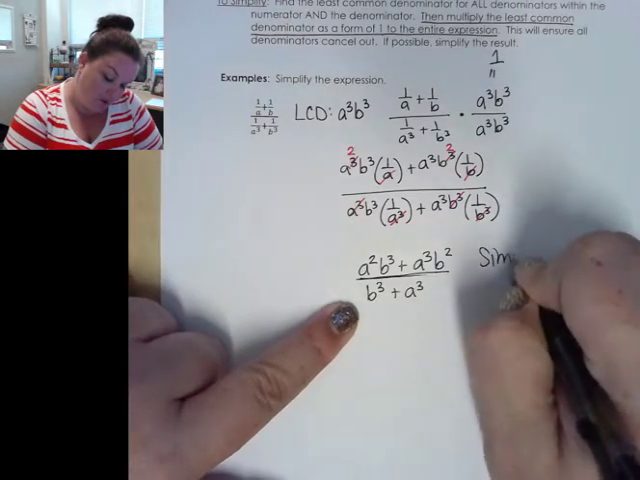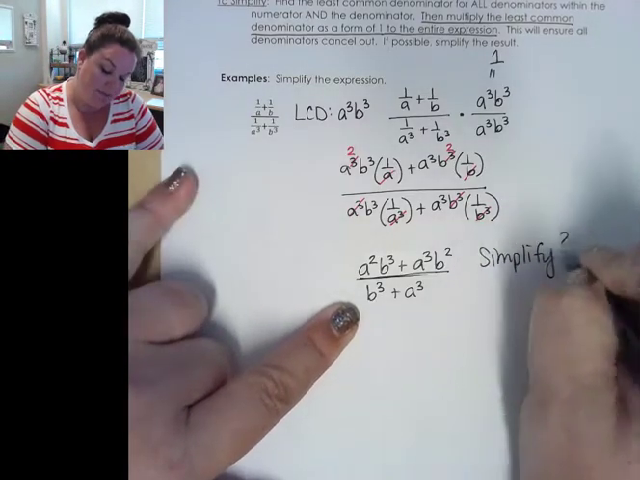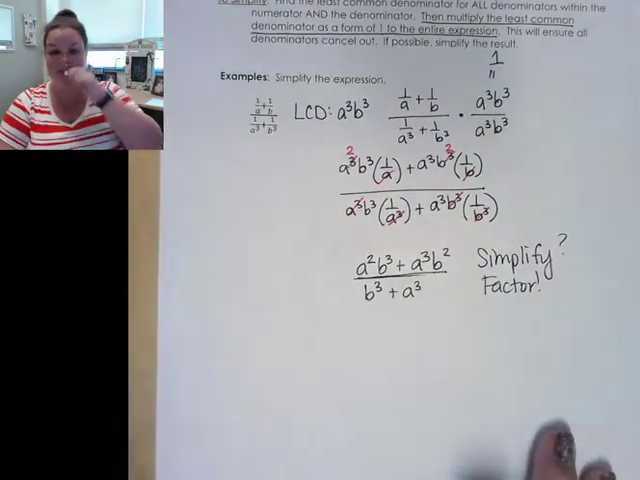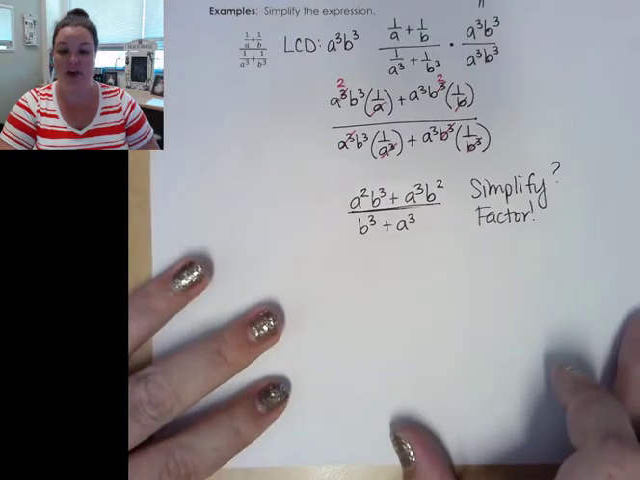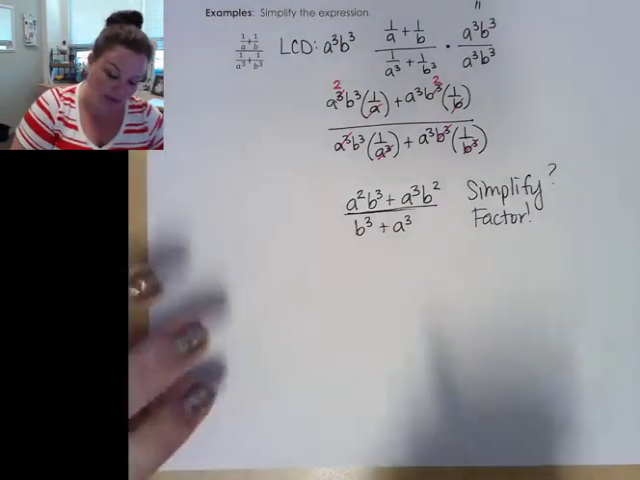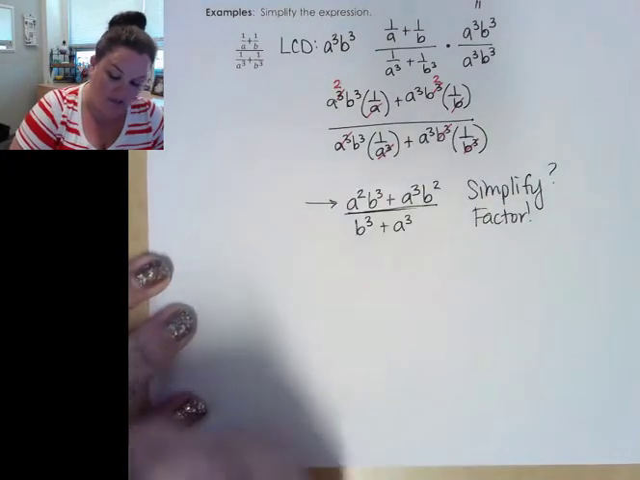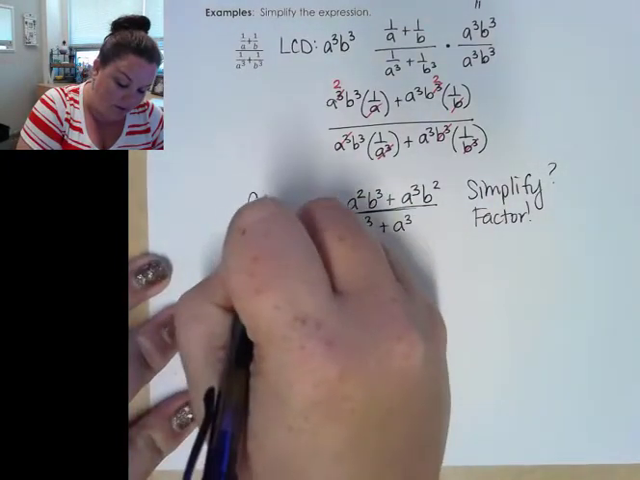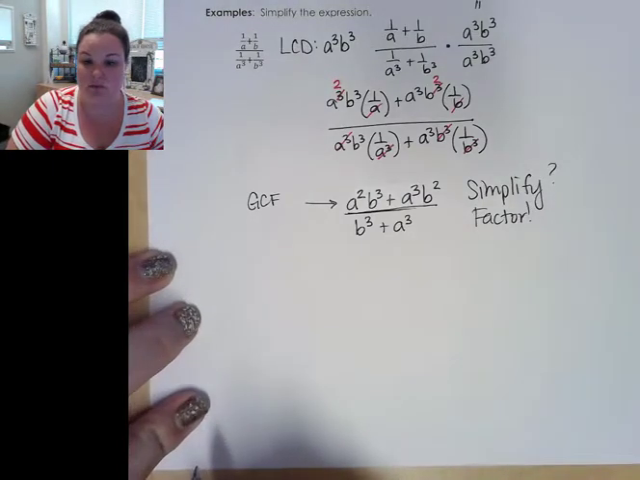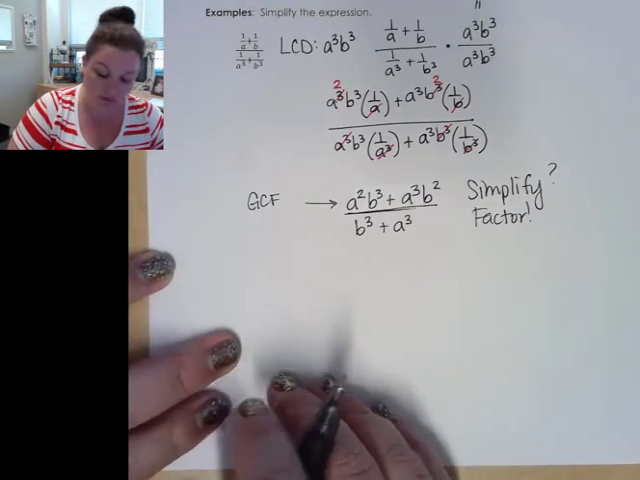Okay, so if we want to simplify it, we basically need to factor it. In order to see if it simplifies, we need to factor it to see if we can cancel common factors. So if I look at the top, I definitely want to pull out a greatest common factor, right? So the greatest common factor for the top would be a squared b squared.